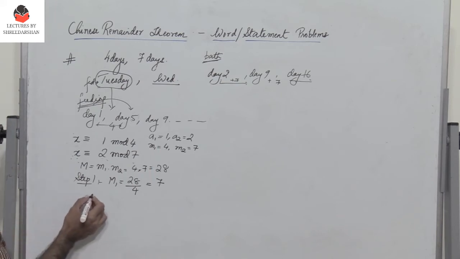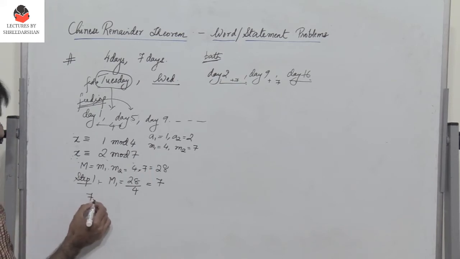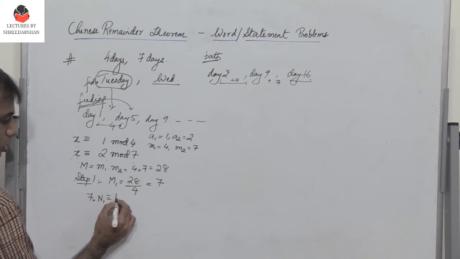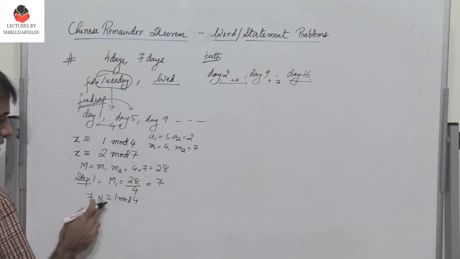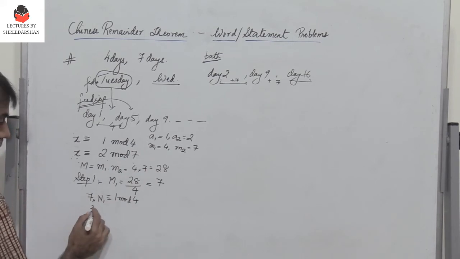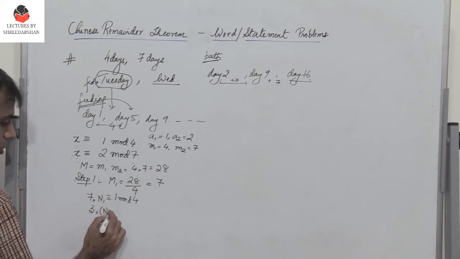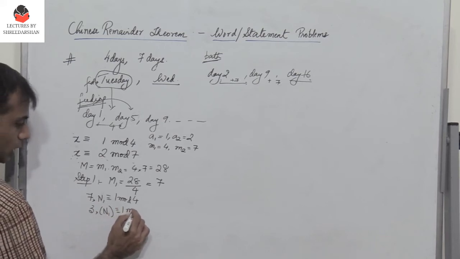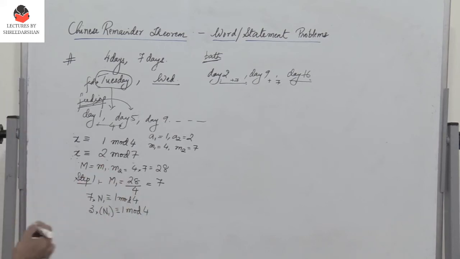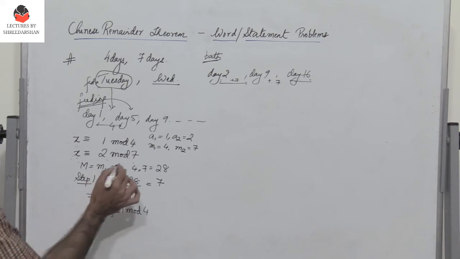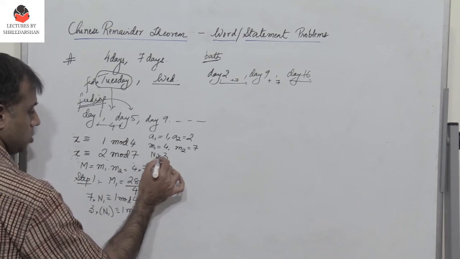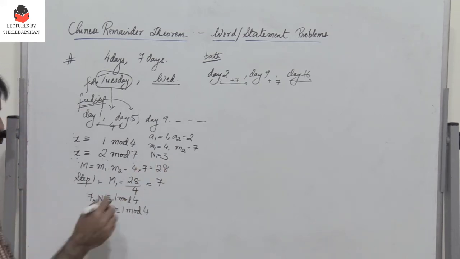Now I need to find the value of N1 such that capital M1 into N1 is congruent to 1 mod m1. So what is m1? 4. So 7 in mod 4 is 3. So 3 into a given number N1 must give me a value 1 in mod 4. So what is that value of N1? So we know that 3 into 3 is 9 and 9 mod 4 is 1. So therefore N1 is 3. So the inverse of 3 is 3 in mod 4.